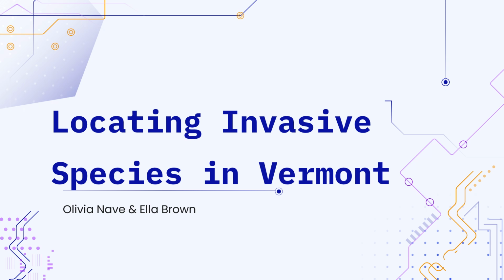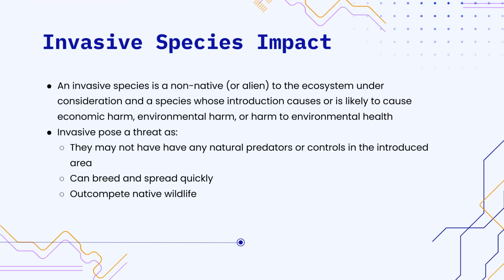For our coding project, we chose to do locating invasive species in the state of Vermont. To start with a little background info about invasive species in general, an invasive species is defined as non-native or alien to the ecosystem under consideration, and a species whose introduction causes or is likely to cause economic harm, environmental harm, or harm to human health and other species in the environment.